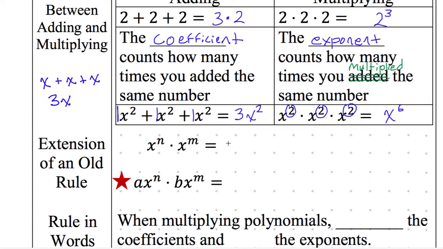X to the power of n plus m. N plus m. That's the same thing that we just said right here. Right here we said you add the exponents. You're adding the exponents. It's the same rule. Thank you, Jessica.